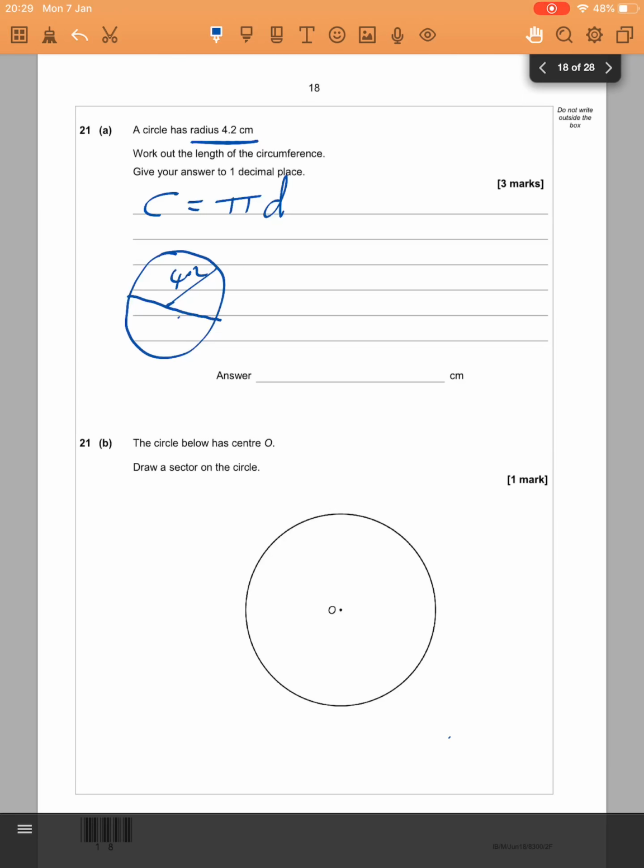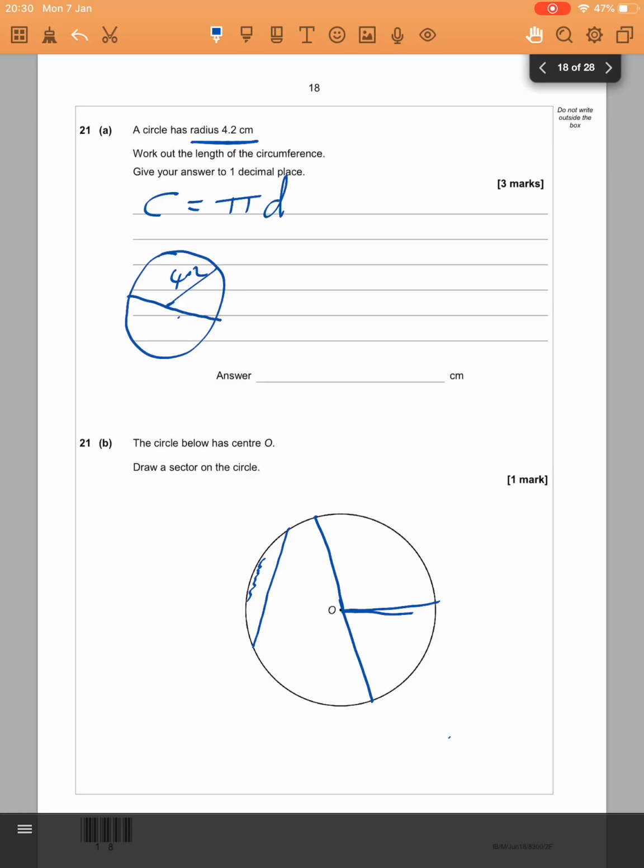Part B, the circle has a centre O. Draw a sector on the circle. Well, it's just knowing your different parts of a circle here. We've already mentioned a radius. We've already mentioned a diameter. We have a chord, which joins two parts of the circle. We have a segment, that's this bit. This is a minor segment. And on the other side, all the other side is a major segment. And a sector is this bit here.